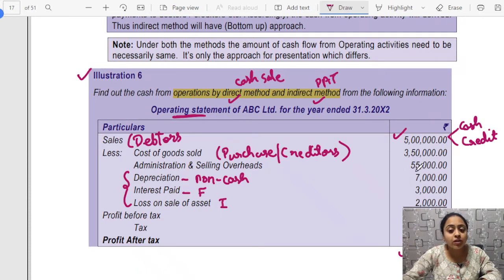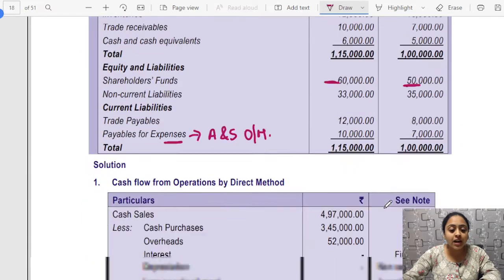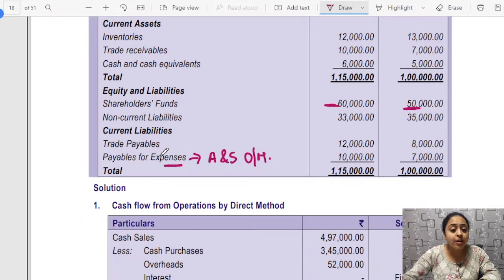It might also have a bifurcation of cash and credit. What you will do, you will again adjust any payables or receivables that are present. As you know, the balance sheet has payables for expenses. So we have considered the administration and selling overhead expenses. It was opening 7,000 and 10,000. 7,000 will be added, 10,000 will be deducted.